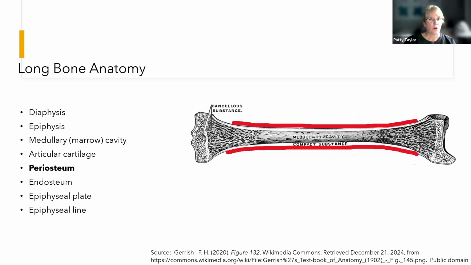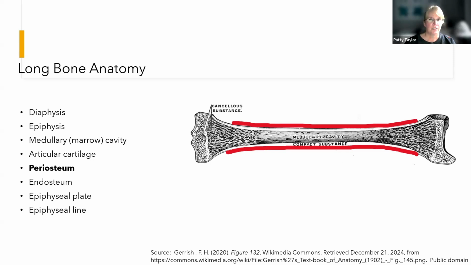So we don't need articular cartilage along the diaphysis or shaft. There we have a very tough kind of connective tissue called periosteum. It is anchored to the underlying bone tissue with a type of fiber called a Sharpey's fiber.